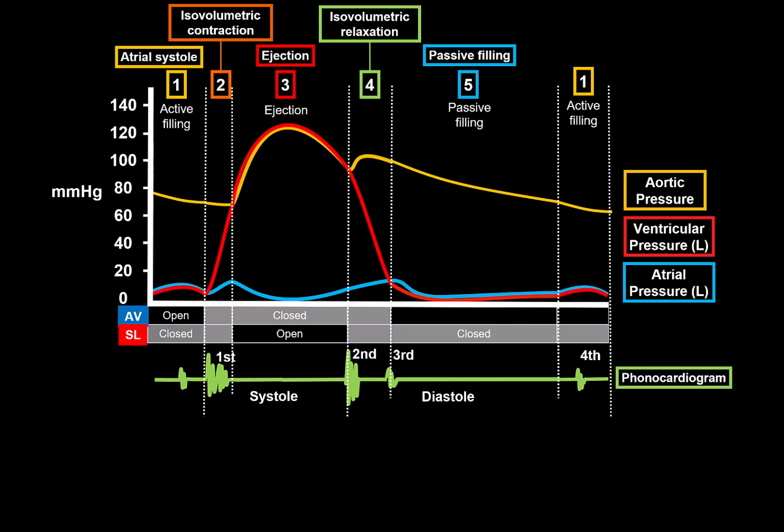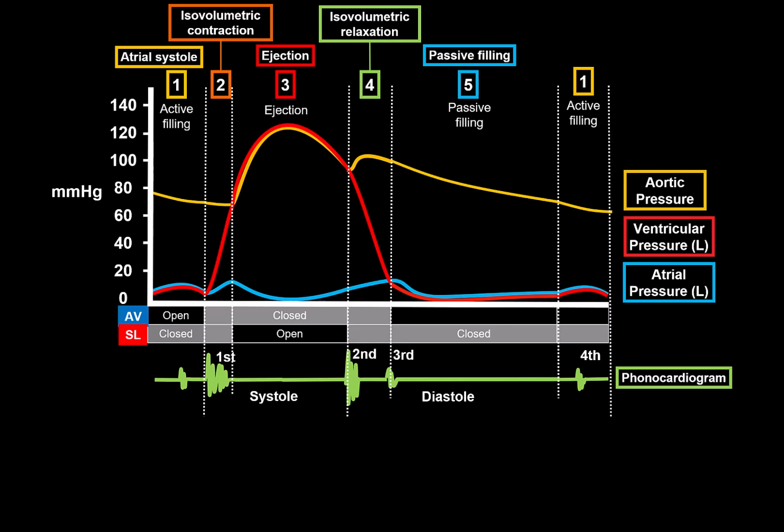The second heart sound is heard at the beginning of the diastolic phase, and it's also called the diastolic heart sound. The diastolic heart sound is due to the closure of the semilunar valves when the pressure of the aorta becomes greater than that of the ventricles. The third heart sound is recorded at the beginning of the filling phase, after the AV valves open, when the blood from the atria fills the ventricles. While the fourth heart sound is recorded during atrial systole, or active filling phase, when strong atrial contraction pushes the blood into the ventricles. Kind of makes sense, doesn't it?